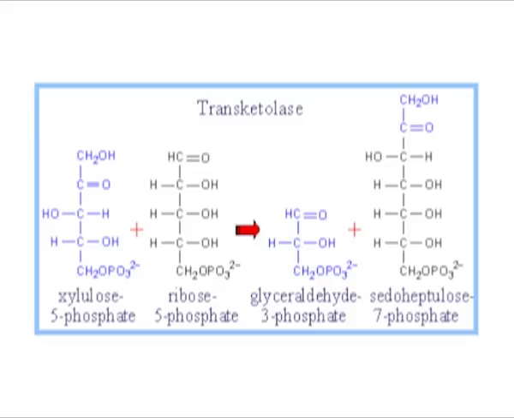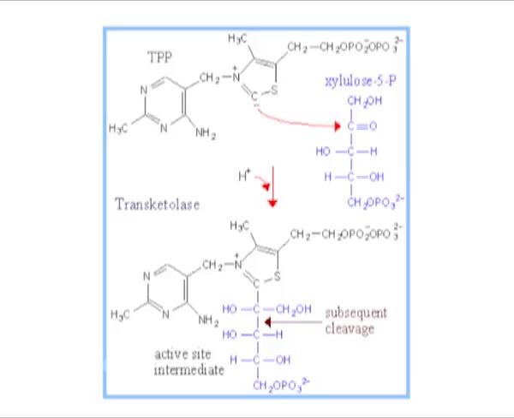Transketolase utilizes a prosthetic group, thiamine pyrophosphate, a derivative of vitamin B1. The positively charged N in the thiazole ring acts as an electron sink, promoting carbon-carbon bond cleavage. The 3C-aldose glyceraldehyde 3-phosphate is released and the 2C fragment remains on TPP.